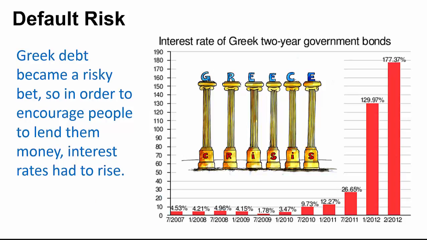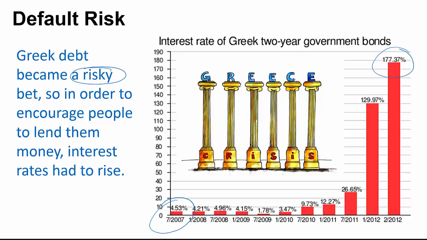Okay, as an example, look at Greek debt. Back when they started really messing themselves up, their government bonds were paying 4.53%. Today, look at this. This is actually from 2012. Today, I don't even know if anybody would loan them money at all, but back in 2012, their bonds were paying 177% interest. And the reason is because of the risk involved. Okay, so the riskier the bond, the greater the interest rate would have to be.